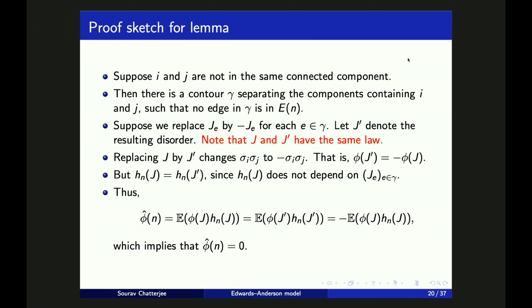So unless I and J are in the same connected component, phi hat of n is 0. Questions?